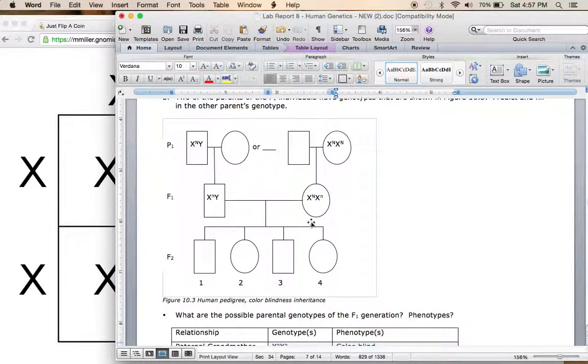Alright, now let's look at the mother. The female of the F1 generation, we know that she has one normal X chromosome and one abnormal X chromosome.